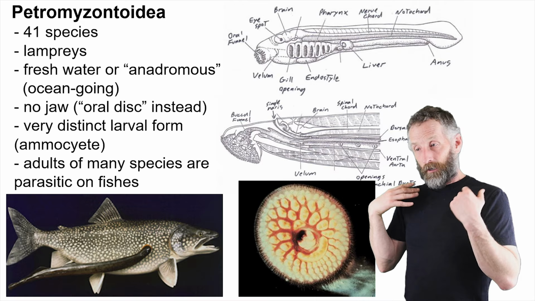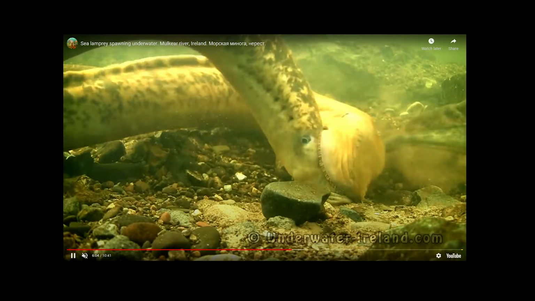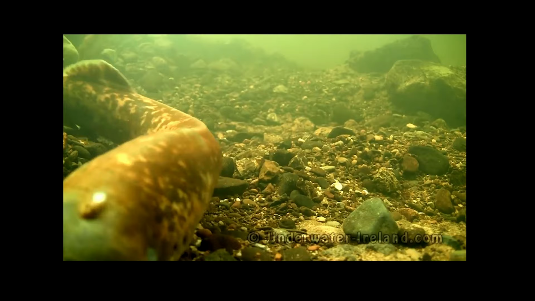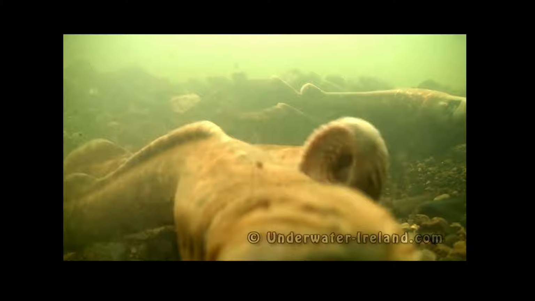If you watch the adult spawning, it's kind of cool to watch. So they have that oral disc, and they can use it to grab onto each other or onto rocks, and then use flexions of their body to move the rock out of the way. So watch this here. He moves it out of the little nest. It's like a little salmon nest that we saw in the introductory video. Lampreys do exactly the same thing.